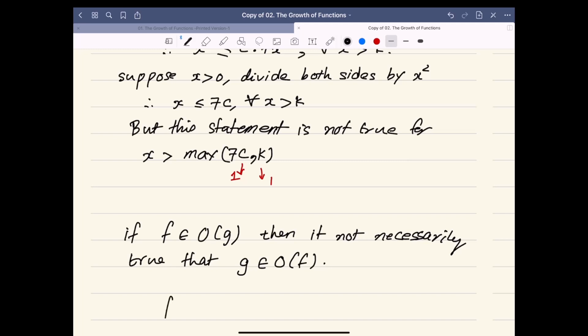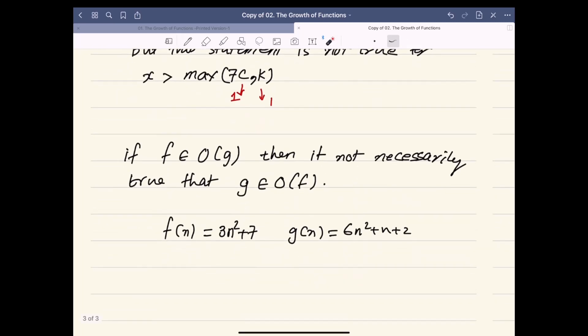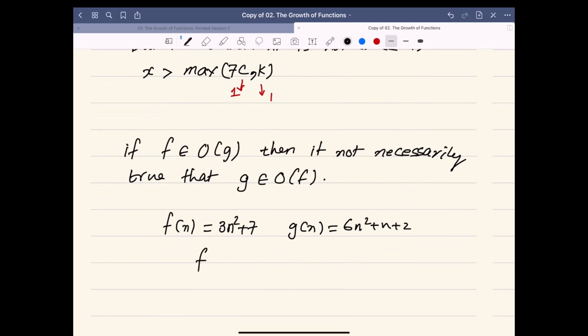For example, if we have f of n equal to 3n squared plus 7 and g of n equal to 6n squared plus n plus 2. Both of them are polynomials of degree 2. Here we have f belongs to big O of g, and we can prove it by using the basic definition. And at the same time, g belongs to big O of f. Also, we can prove it by the basic definition.